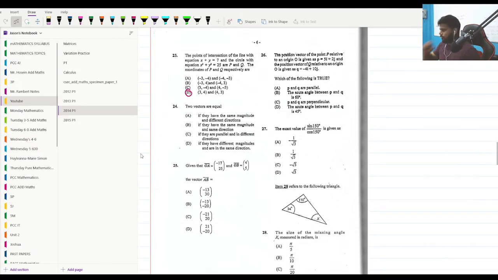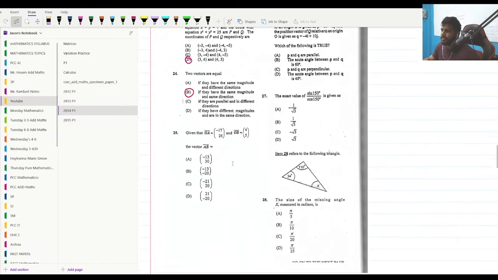Two vectors are equal if they have the same magnitude and different directions? No. If they have the same magnitude and the same direction, yes. If they are parallel and in different directions, no. They can't have different magnitudes. They have to have the same magnitude and be in the same direction for them to be equal.